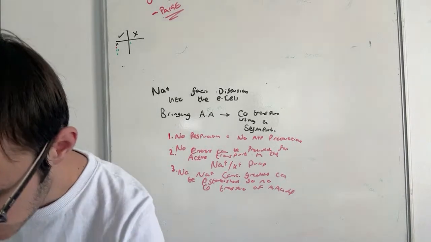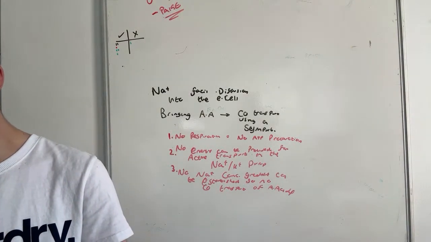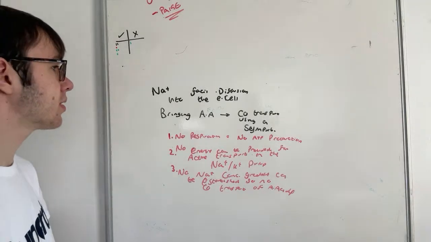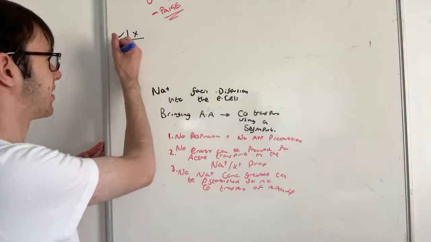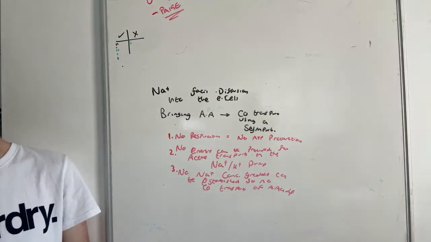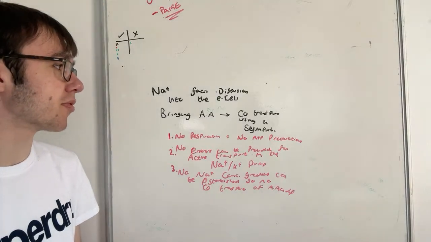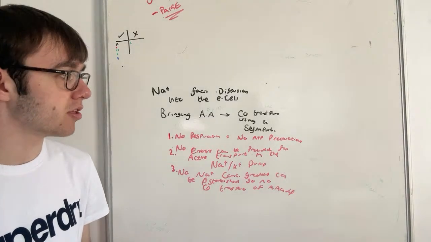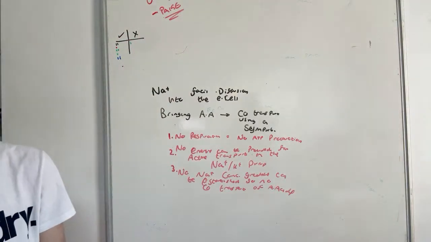First one, Na+ ions diffuse into the cell. Really, you would have had to specify down a concentration gradient. I would have put that in an exam. I always say that. Co-transporting amino acids into the cells with them, each ion co-transports an amino acid. I said amino acids are brought with the sodium ions using a symporter via co-transport. That would be a mark. Come on.